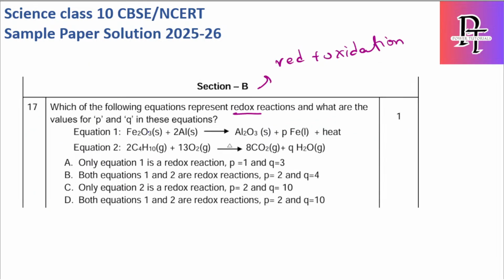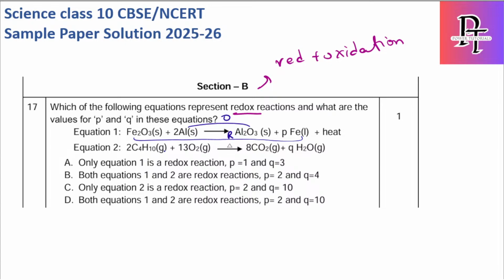So here you can see Fe2O3, which is iron oxide or ferric oxide, is giving rise to ferrous. So what is happening here? It is removal of oxygen because it is losing oxygen. What about this one? Aluminum is gaining oxygen. So this is oxidation and this is reduction. So the combination is a redox reaction. Okay, what about the second one?